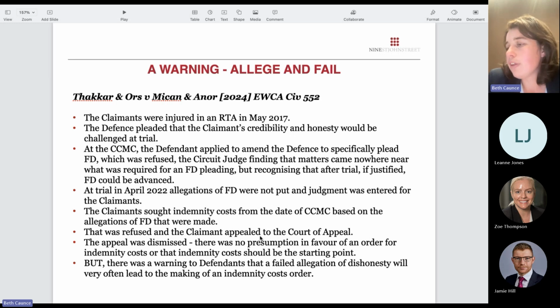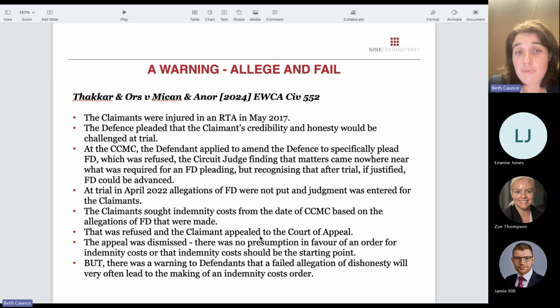The final theme that I want to go through is this case of Thakar, and a warning really that's been given to defendants on what is likely to happen when FD is alleged but fails. The claimants were injured in this case in an RTA, and a defence was put in that pleaded that the claimant's credibility and honesty would be challenged at trial, but it didn't positively plead FD.